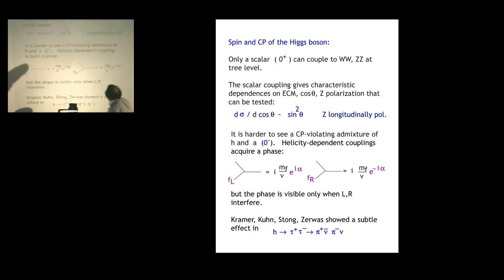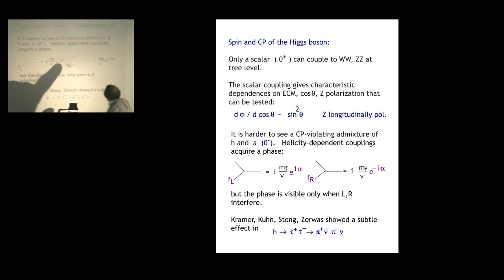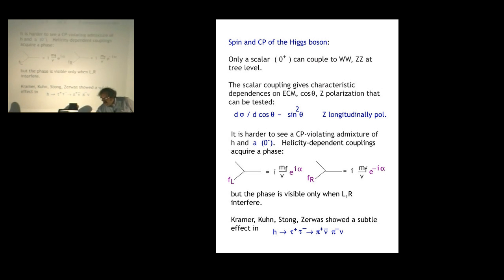Roughly what this does, a small admixture of a pseudoscalar, which would be CP-violating, is to put a phase into the helicity-dependent vertices. Unfortunately, unless you have interference between the left and right-handed particles coming out, you can't visualize this in experiment. So, for example, it's very difficult to see this phase if you look at the final states in bottom-bottom production. However, there's an interesting and rather subtle effect pointed out many years ago by Kramer and collaborators in the Higgs to tau decay.